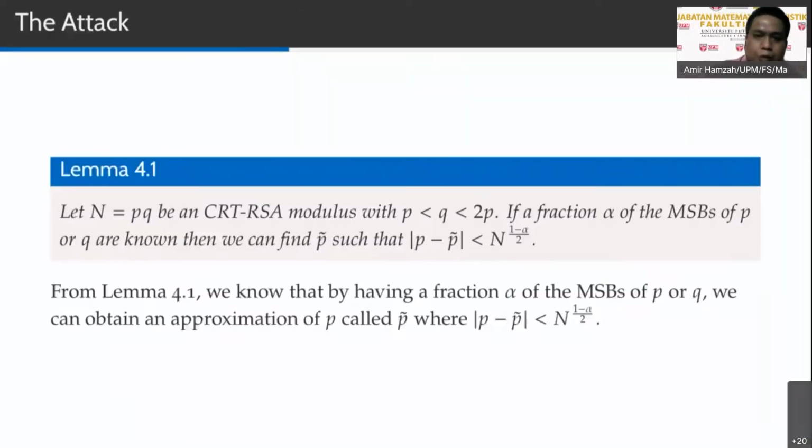So let's go on to our attack. In our attack, we must have this lemma to help us. This lemma obtains an approximation of p, called p tilde, where |p − p̃| is less than n to the power of (1 − α)/2, where α is the fraction of the most significant bits of p or q that are unknown. This is where the partial key exposure occurs, when we assume that the fraction α of the MSBs of p and/or q is unknown.